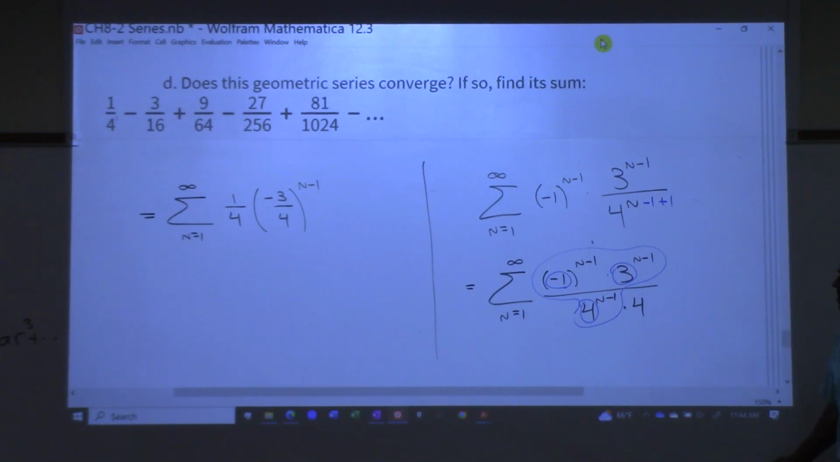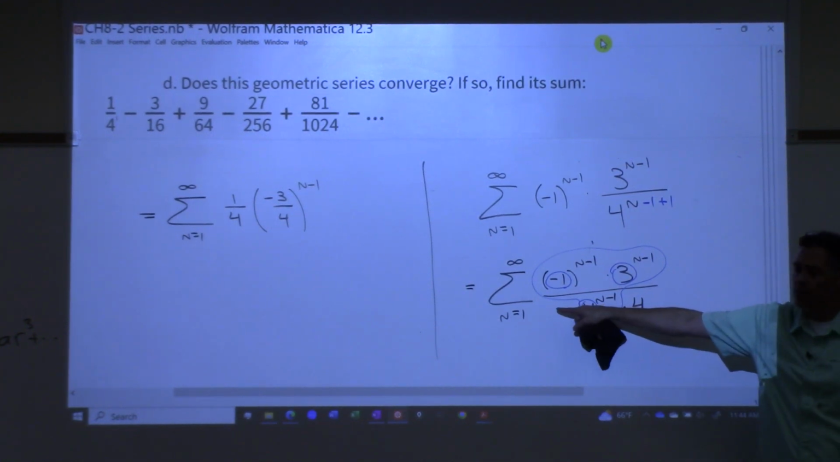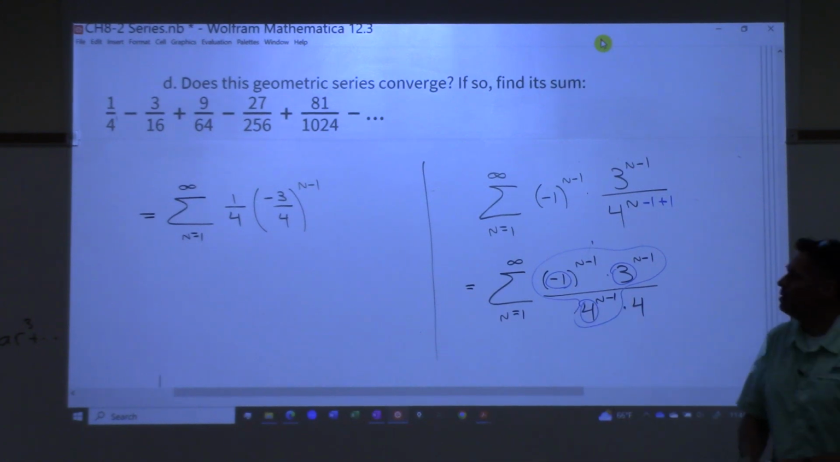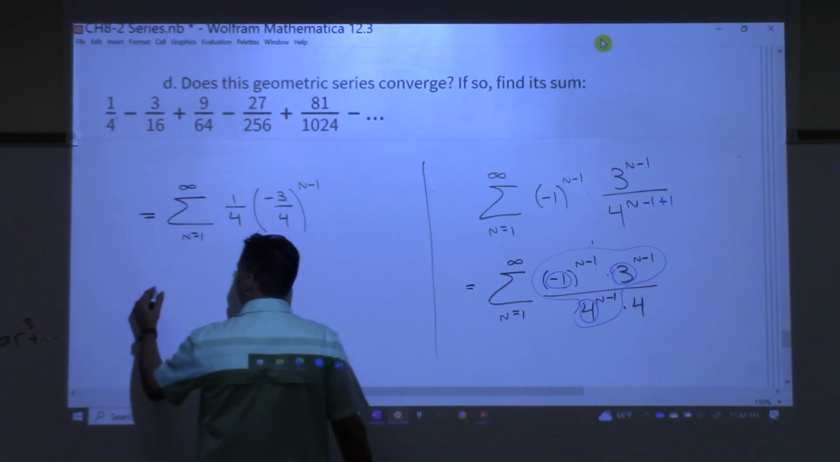Why is it a 1/4? Because it's on the bottom, right? So it comes out in the front and it needs to be written as a fraction. So that's it. That's geometric, right?